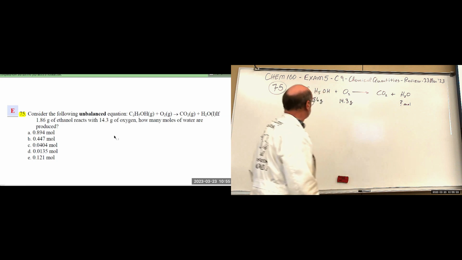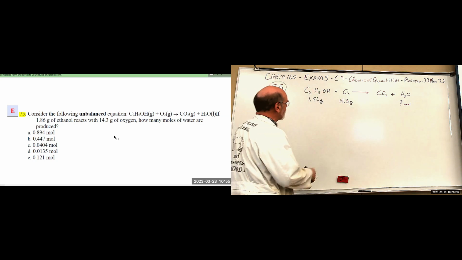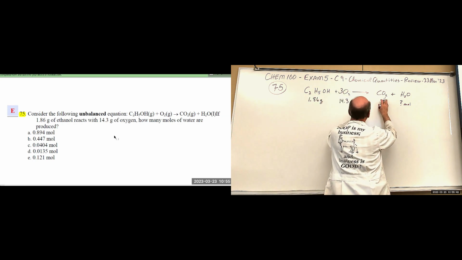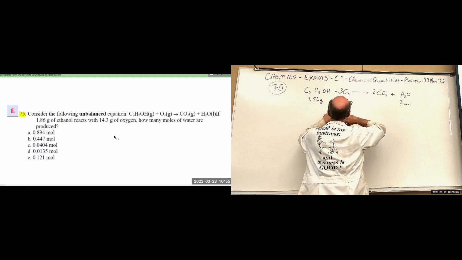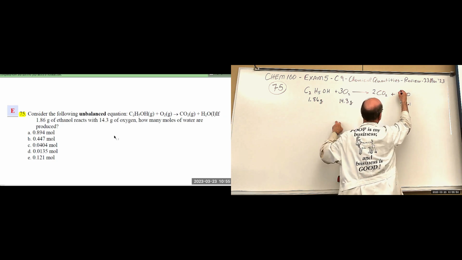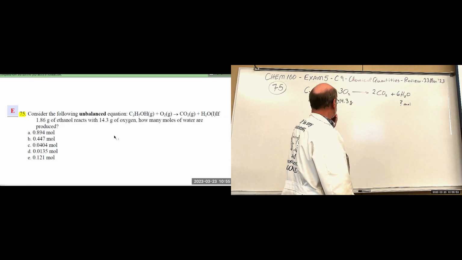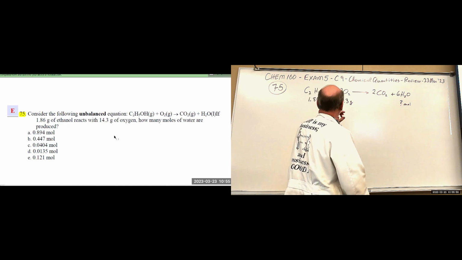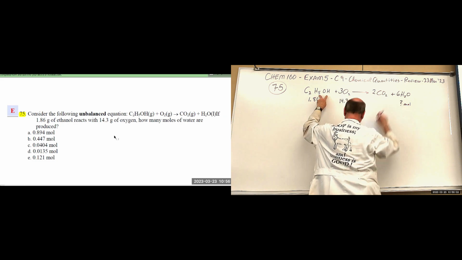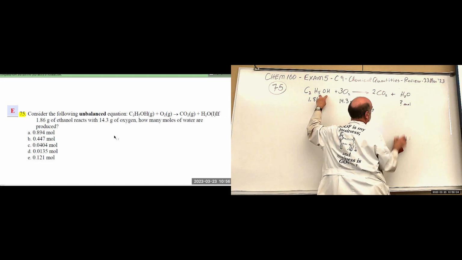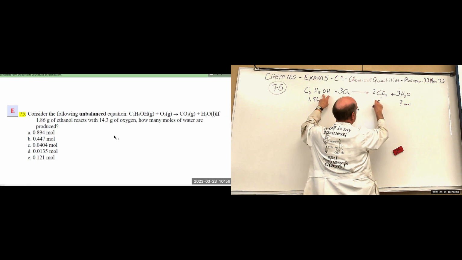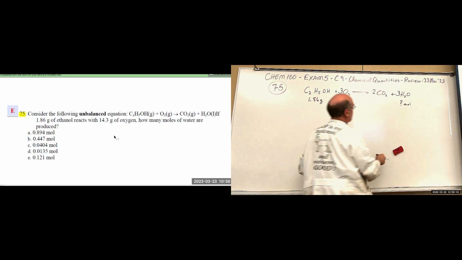So we need a balanced equation. Let me see. I think there was a 3 here, and there was a 2 here, and there was a 6 there, I believe. Let's see, that would be 2 carbons, 6 hydrogens. We only need a 3 here. 6 hydrogens and 7 oxygens, 4 plus 3 is 7. There we go. Now we're balanced again.